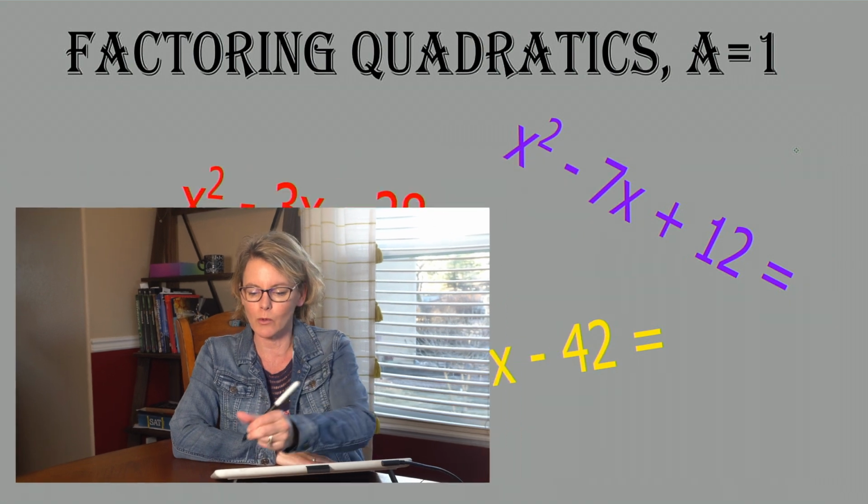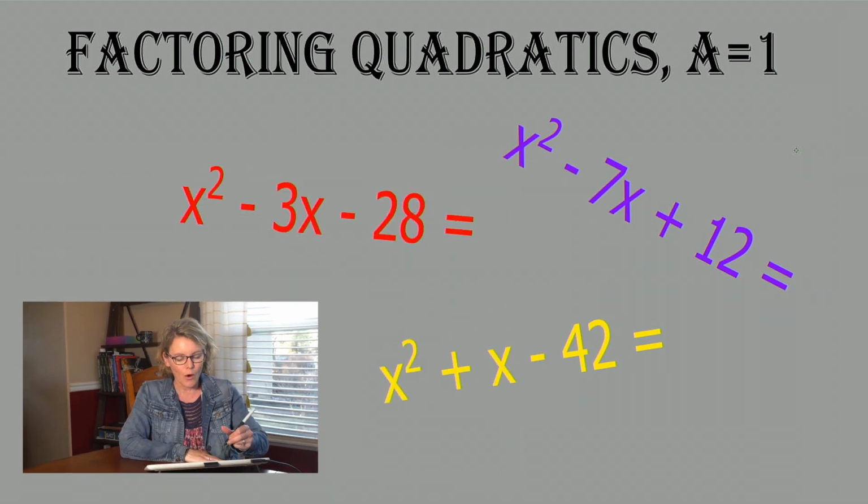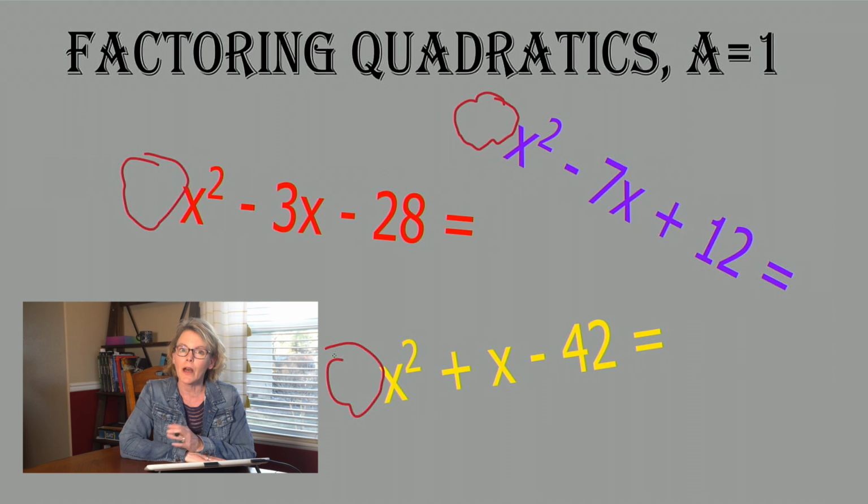First of all, let me explain what I mean by a equals 1. When we see a quadratic and there's no number in front of the first x squared, that means that a equals 1, and that's what we're going to focus on today. So let's get started.